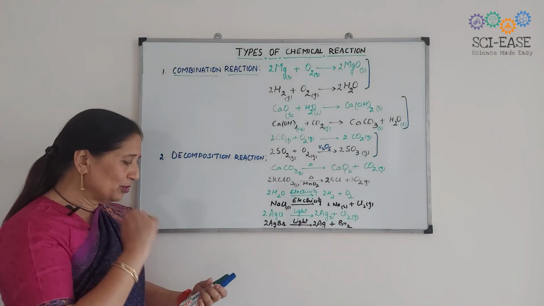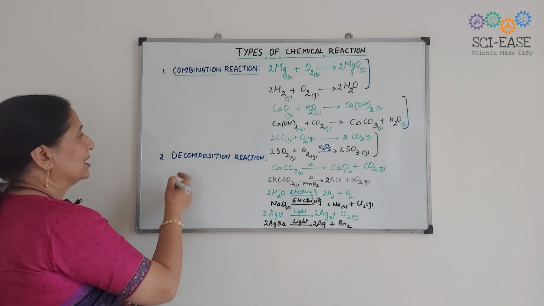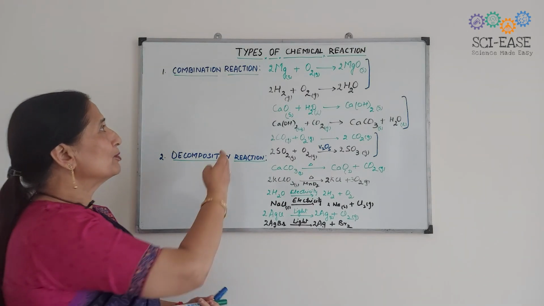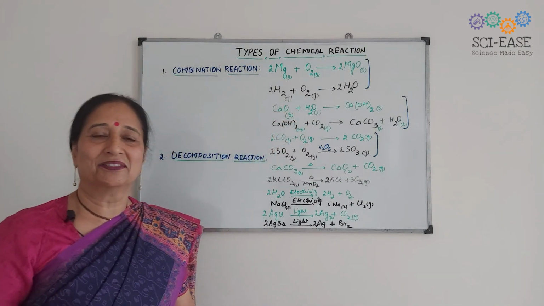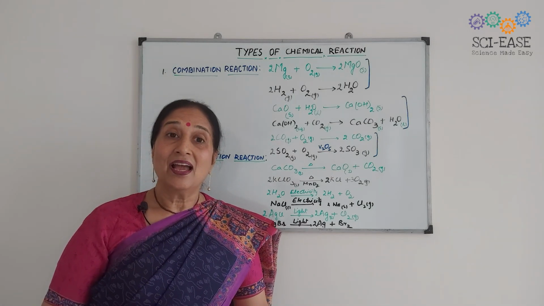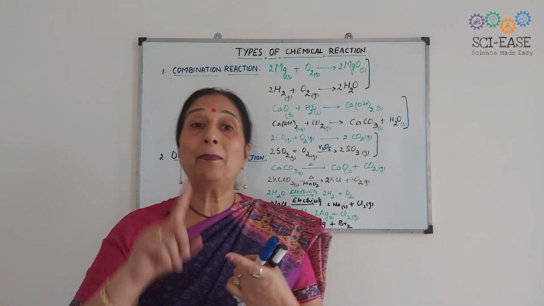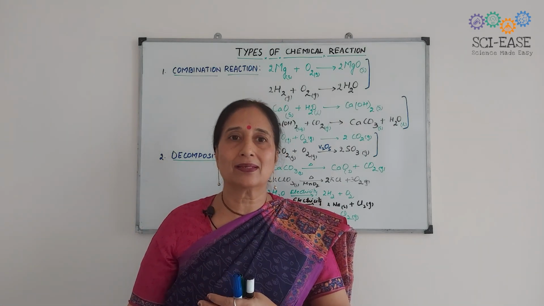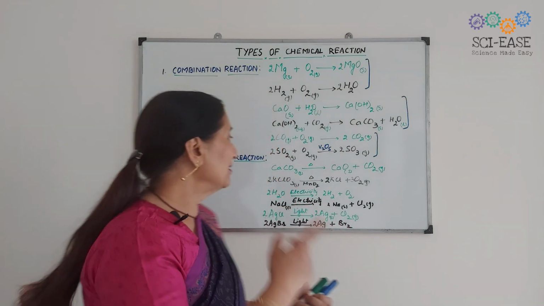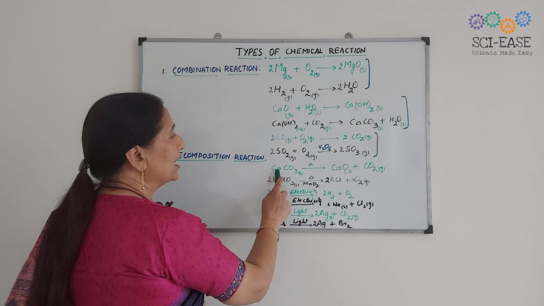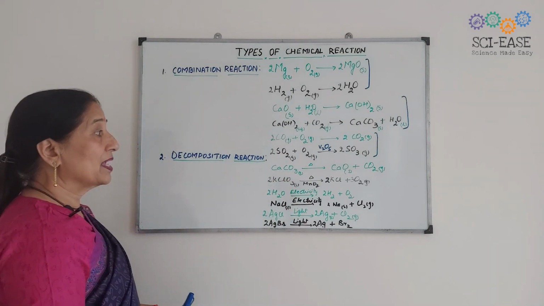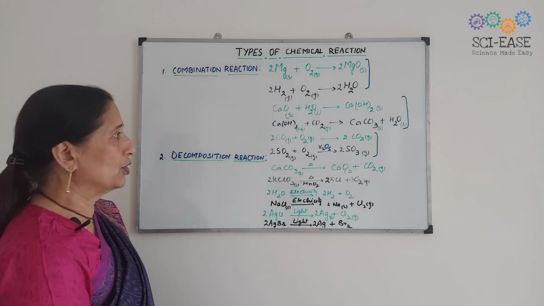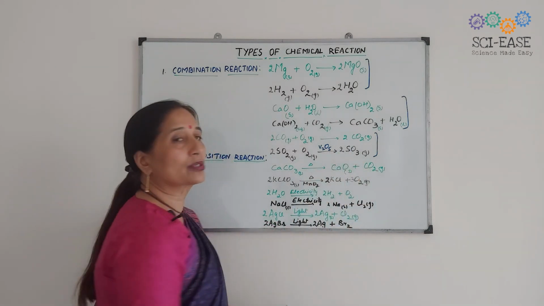Now come to the second category of chemical reaction, that is decomposition reaction. Decomposition reaction is just the opposite of combination reaction. Here one substance will be decomposed and this will result in the formation of two or more substances. We have done this equation time and again. Decomposition of calcium carbonate. It will decompose only in the presence of heat, and this will result in the formation of calcium oxide plus carbon dioxide.